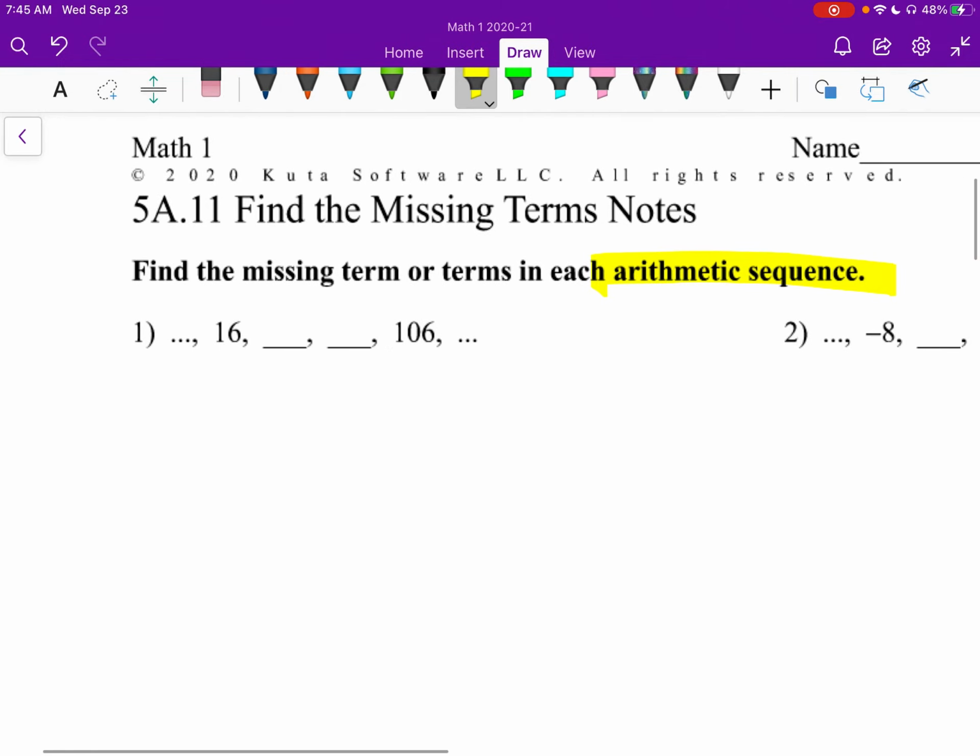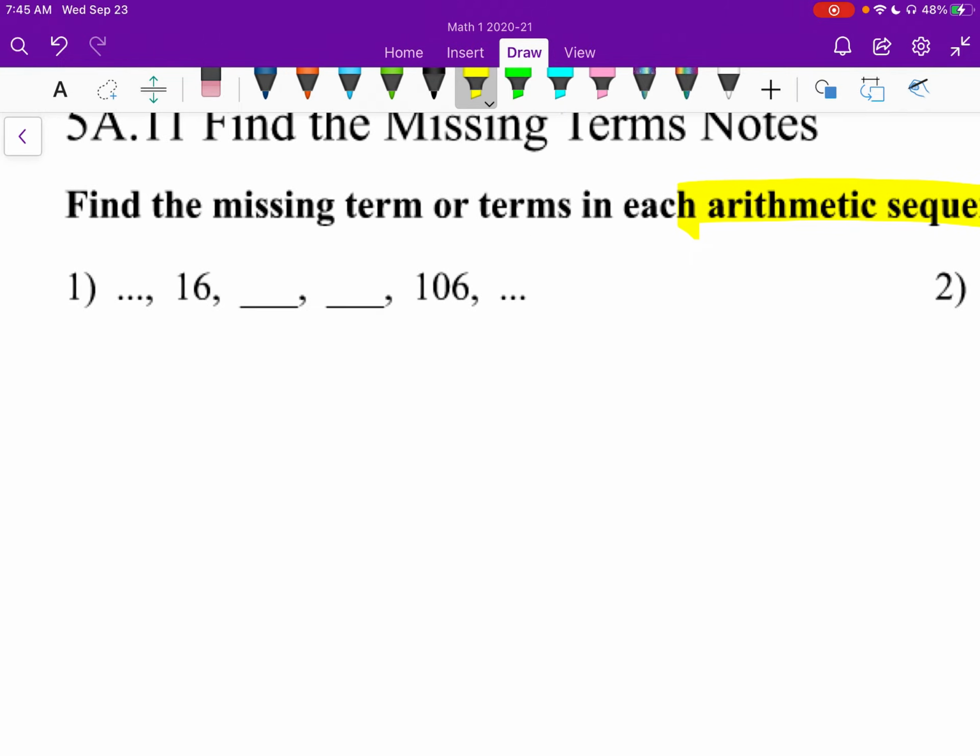So we're dealing with arithmetic sequences right here, and we're going to do it a lot like what we did, I don't know, two sections ago. To get from 16 to this blank, we're going to add D. To get from this blank to this blank, we add D. And then to get from this blank to 106, we add another D. Last time we only had one blank. This time we have two blanks.